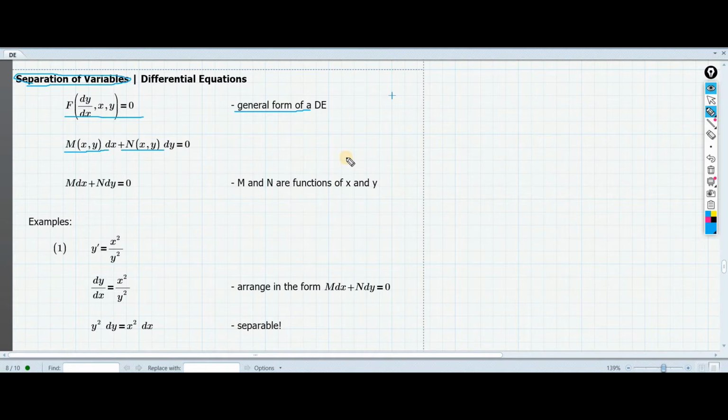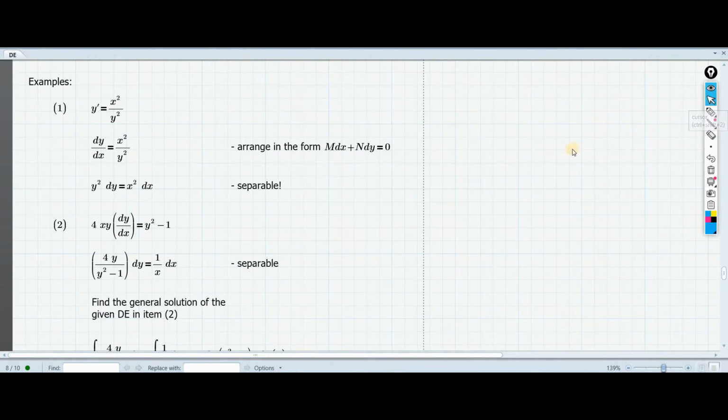Pero kapag trinay mo na lahat na mapagsama yung x kay dx, yung y kay dy, and then it turns out meron pa rin humihiwalay at hindi mo maisama sa kabila, that is not separable. Okay, so matatawag mo lang siyang separable kapag lahat na ng x ay isama mo kay dx, lahat na ng y ay isama mo na kay dy. Okay, so let us move forward and take a look at some examples para mas maintindihan natin yung ating topic.